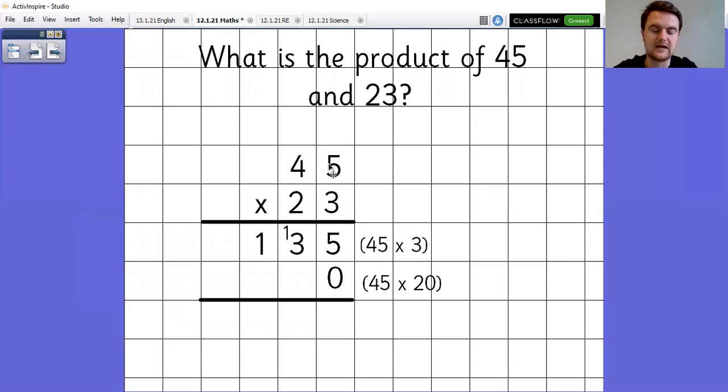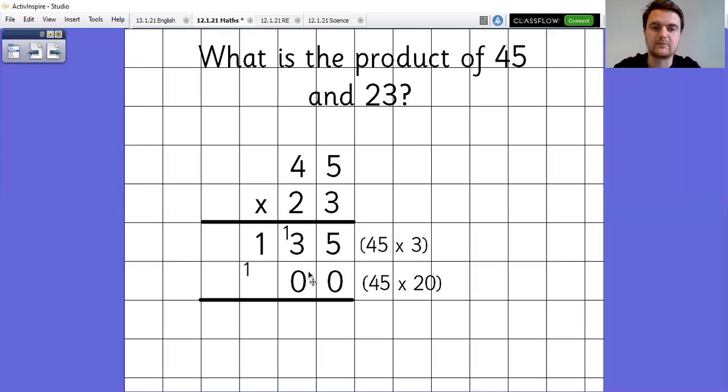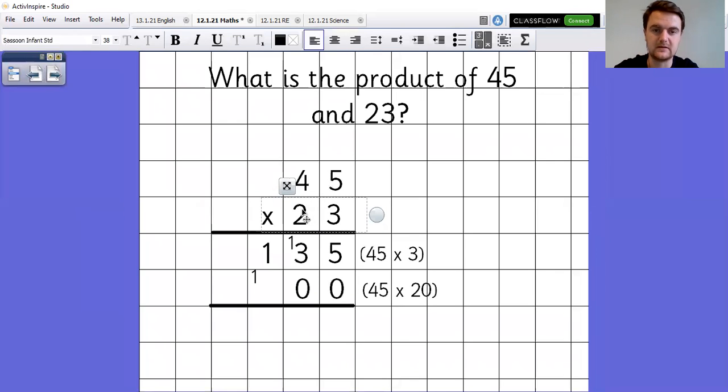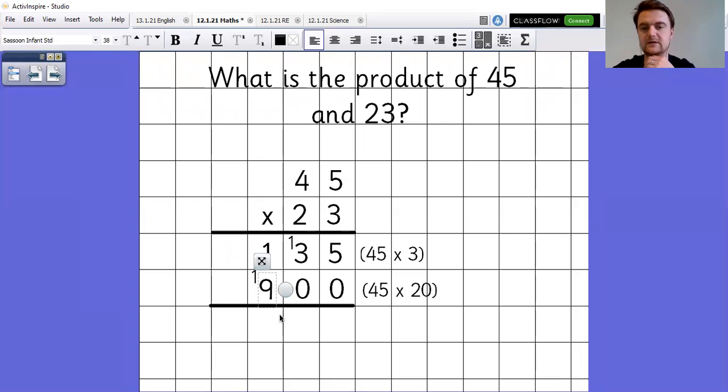Now, if I look at 5 lots of 2 10s, so 5 lots of 2 is going to give me 10. So what I can do is I can put 10 in there. Sorry, I jumped ahead. There we go. So I can put the 0 in there and I'll carry the 1 across. 5 lots of 20 is 100, which is why we see it ending up looking like this. 4 lots of 2 is 8. Add the 1 is 9. So I can put a 9 in there. So 45 times 20 is 900.